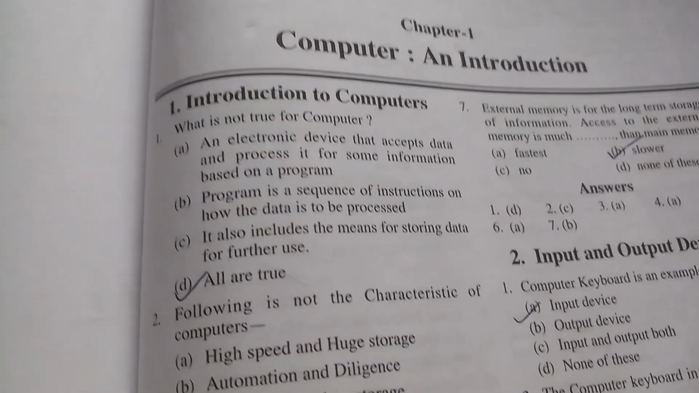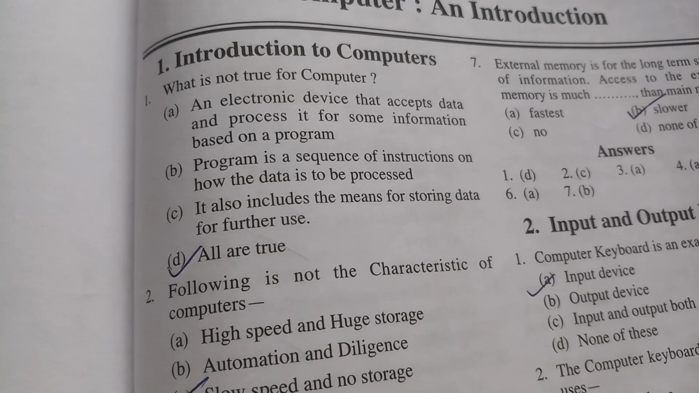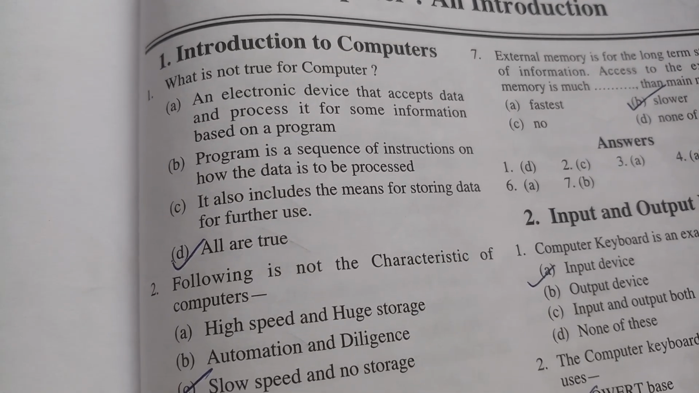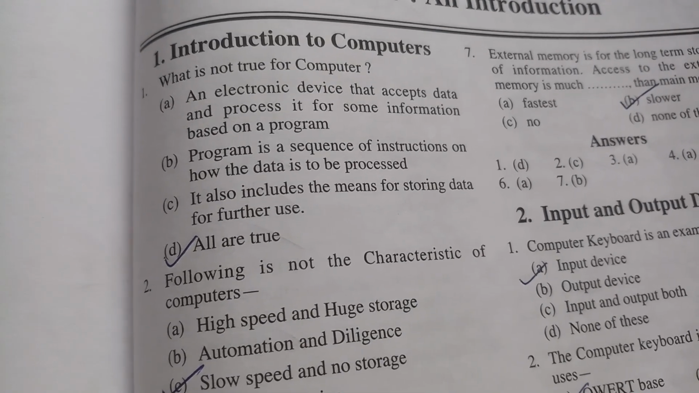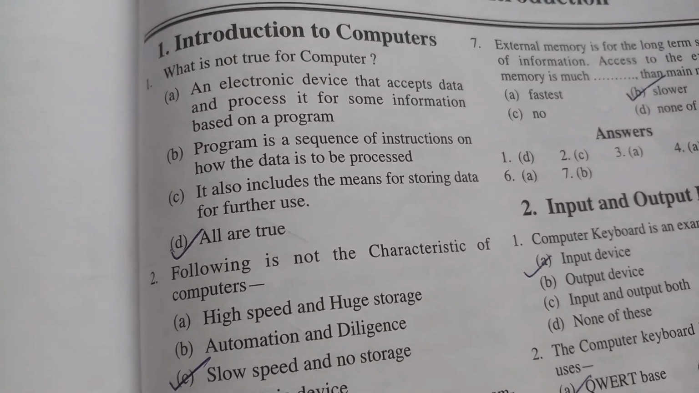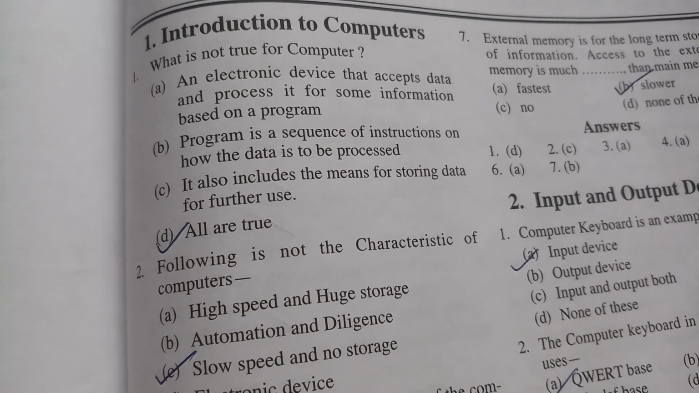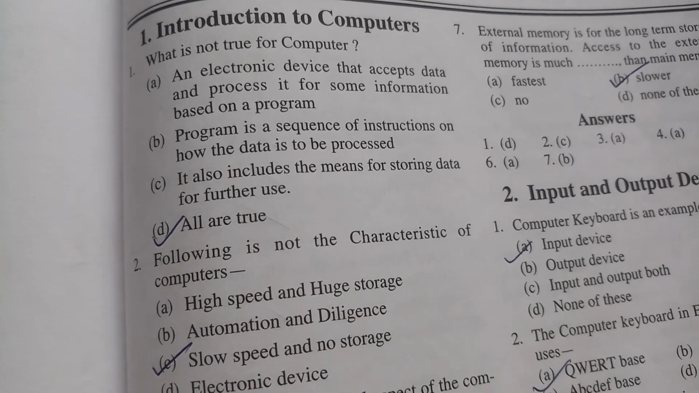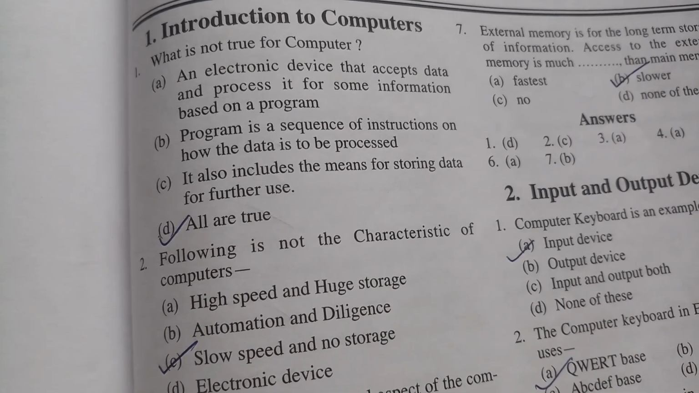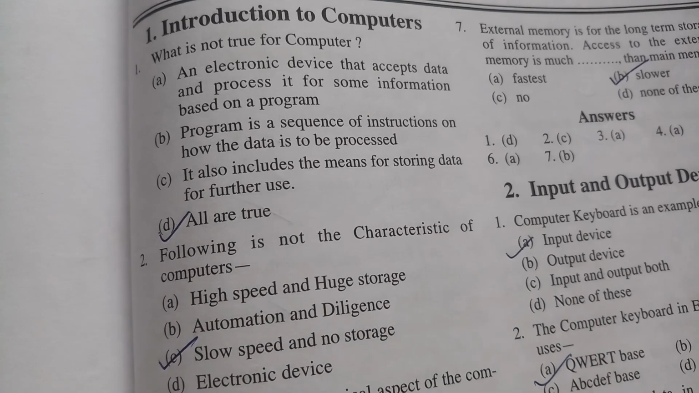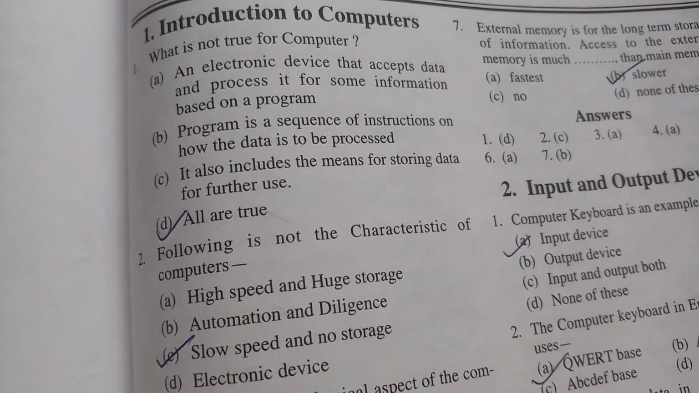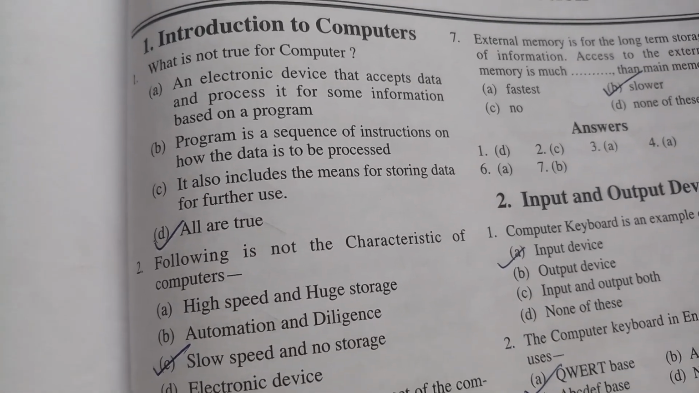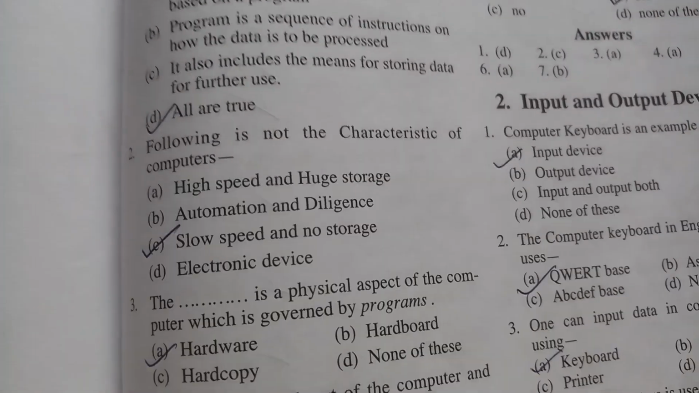আজকে কিছু জিকেরই কিছু কম্পিউটারের কোশ্চেন নিয়ে তোমাদের আমি আলোচনা করব, কম্পিউটার ইন্ট্রোডাকশান নিয়ে। What is not true for computer? Option A, an electronic device that accepts data and processes it for some information based on program. Option B, program is a sequence of instruction on how the data is to be processed. Option C, it also includes the means for storing data for further use. Option D, all are true. Answer হবে সব অপশানগুলোই সত্যি, all are true.